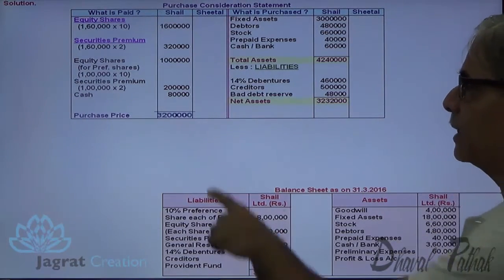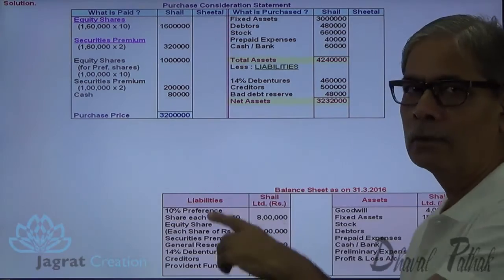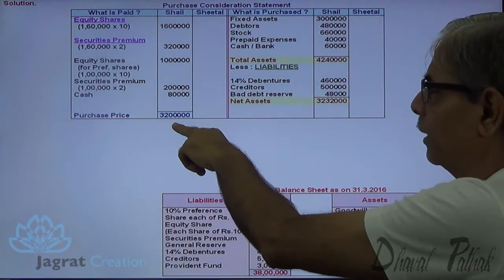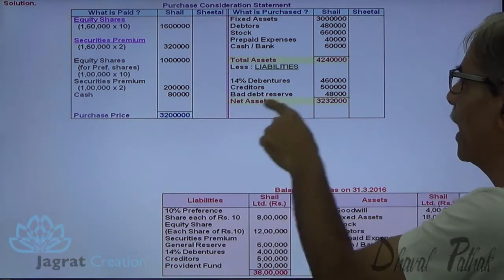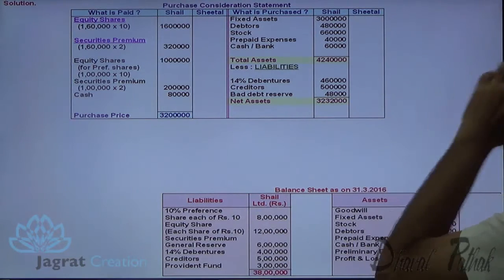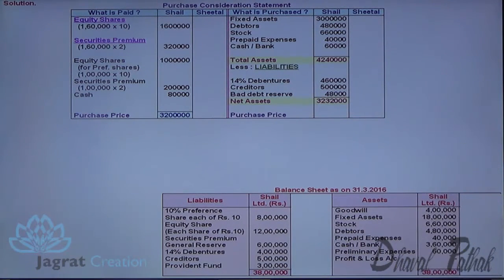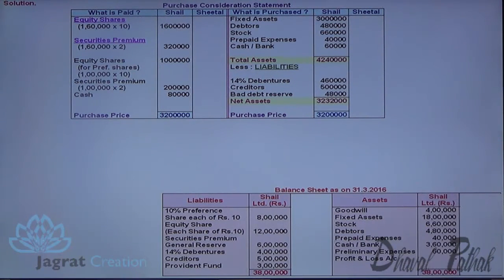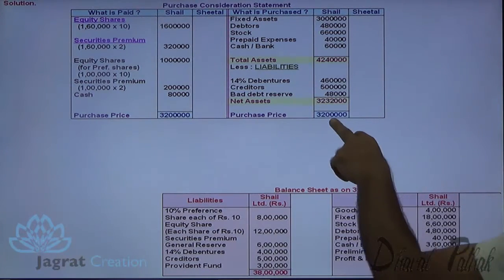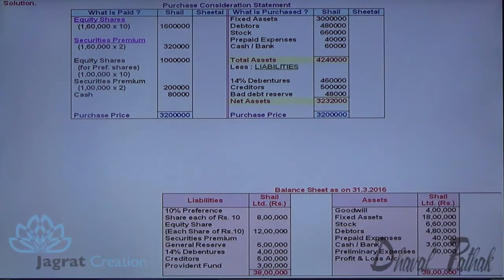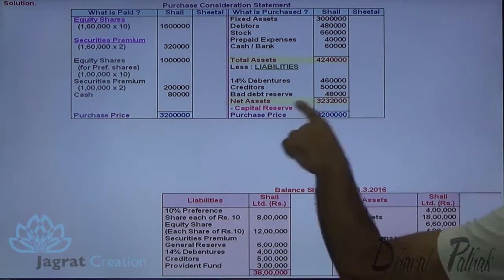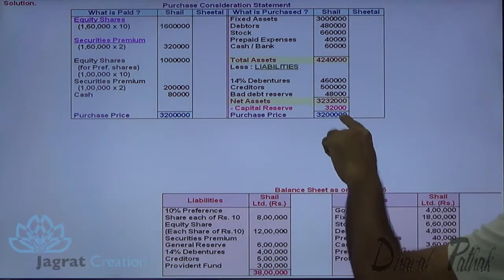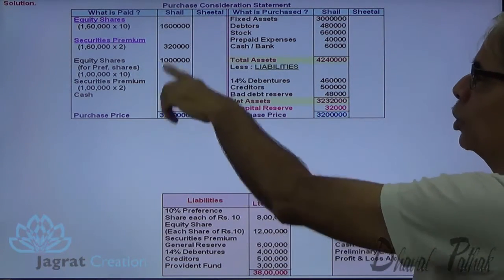So here the purchase price is calculated on the basis of net payment, total payment. So total payment is this much, and this payment is made to acquire the net assets of 32,32,000. So 32,32,000 are the net assets purchased by making a payment of 32 lakhs only. So here the payment made is less. So capital reserve generated, capital gain generated, 32,000. So this is how we have found out the capital reserve on the basis of total payment.